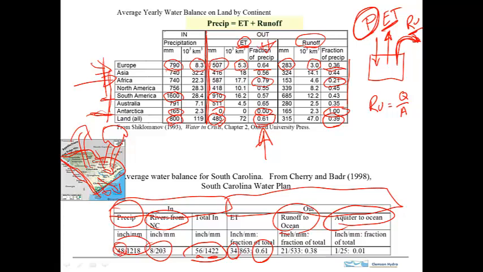The runoff to the ocean is that much, and we have just a small fraction, about 1% of the water flowing from the aquifers, groundwater basically discharging to the ocean. So there's the water budget for South Carolina.